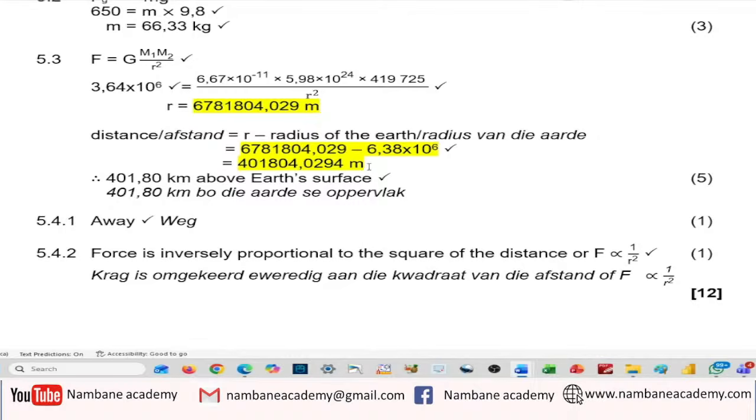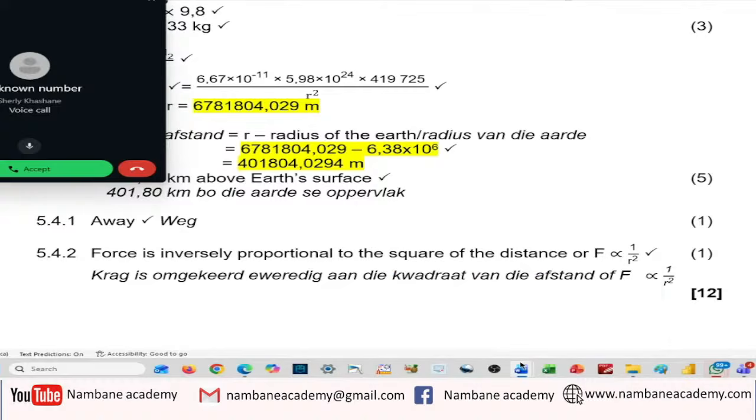And then an answer in kilometers will mean this answer here must be divided by 1,000. When you divide this answer by 1,000, we then get 401,80 kilometers above the Earth's surface. That will be the distance there. So that is the 5 marks for question 5.3.